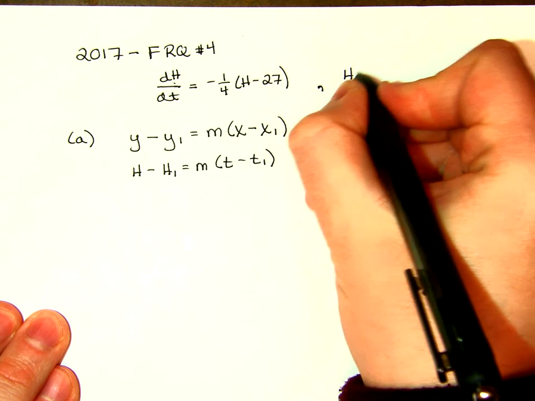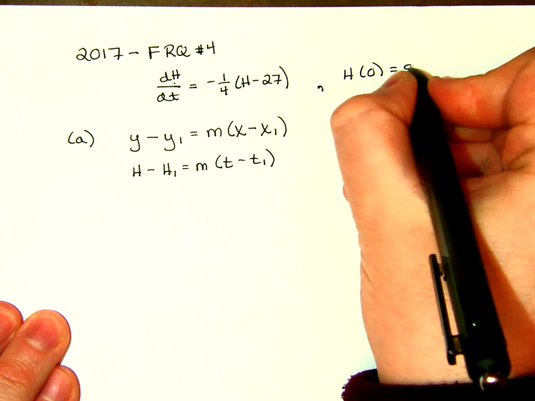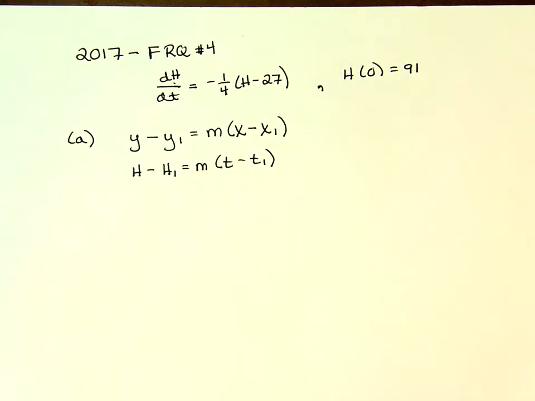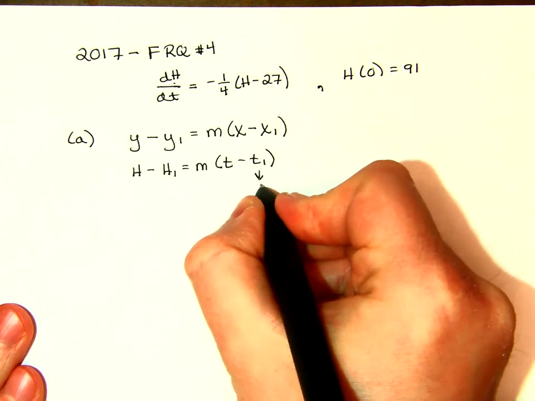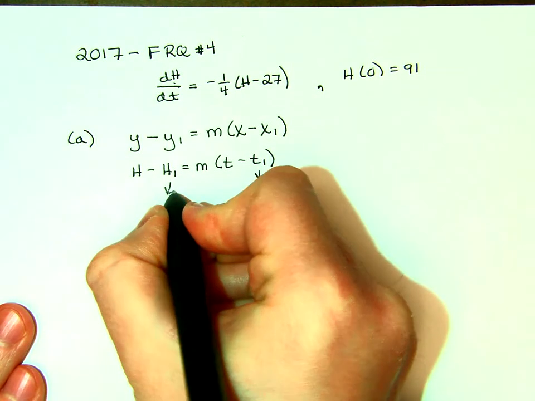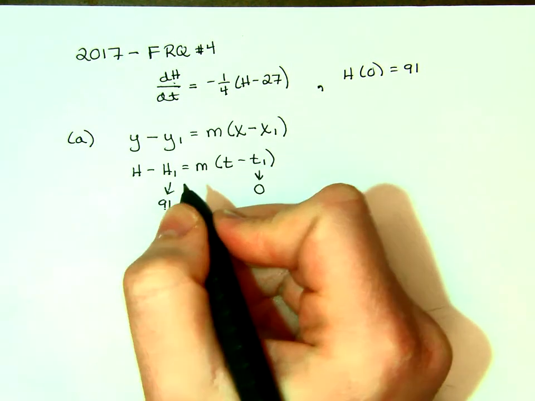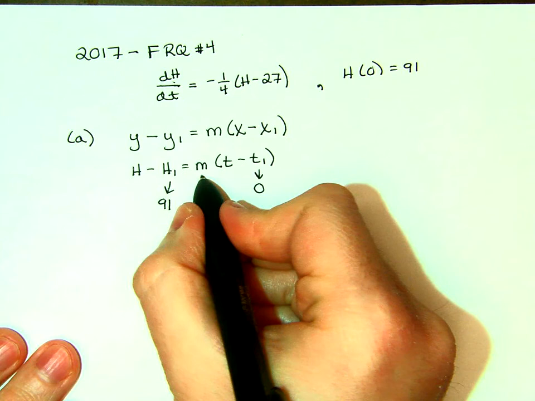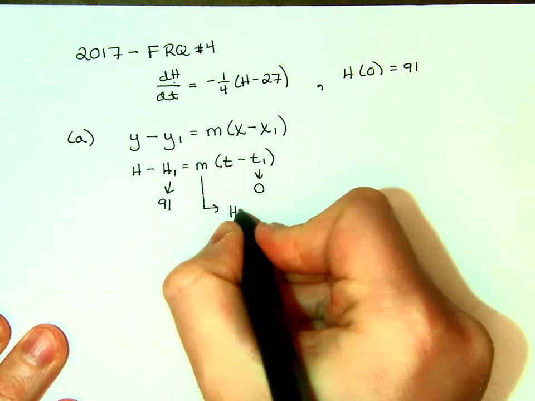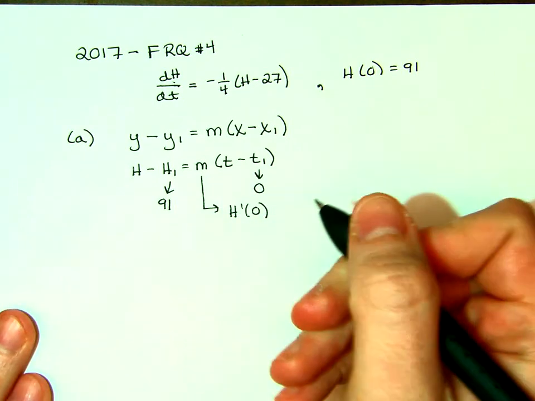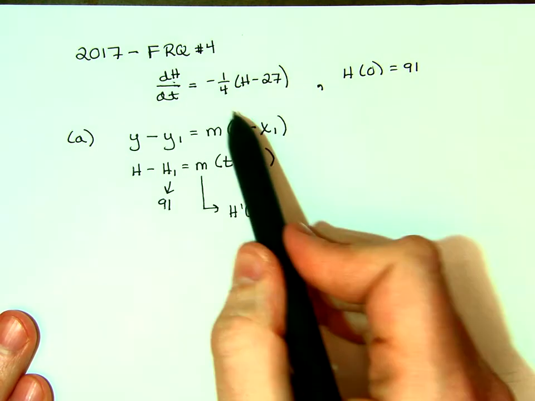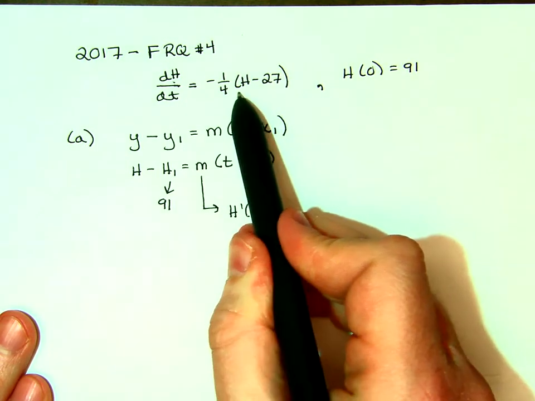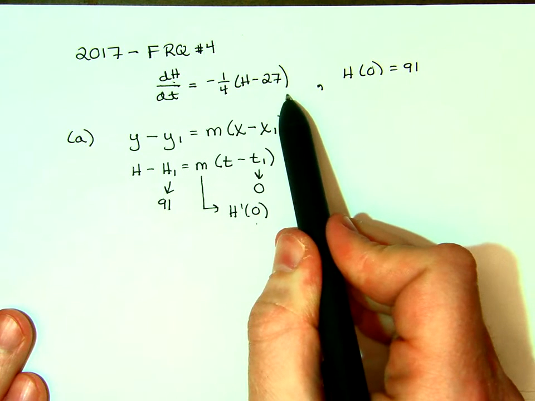By the way, we were also told that h of 0 equals 91. That gives me my t1 and my h1. I know that at time 0, the temperature of the potato is 91 degrees Celsius. Then I just need to find my slope. I just need to find h prime of 0, which means plugging in a 0 where the t is, but I can't really do that. I don't really have a t in my formula.